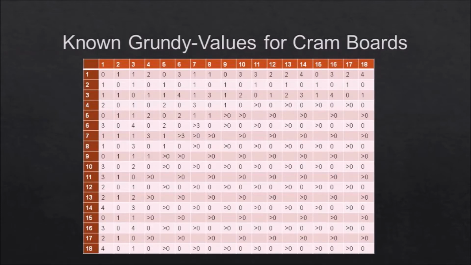These are some of the known Grundy values for empty Cram boards of various sizes. The even by even boards will always have a Grundy value of 0, and the even by odd boards will always have a non-zero Grundy value. This means that on even by even boards, the second player always wins, and on even by odd boards, the first player always wins.